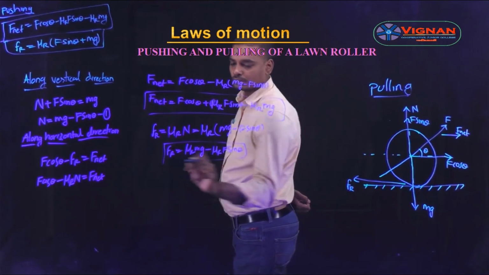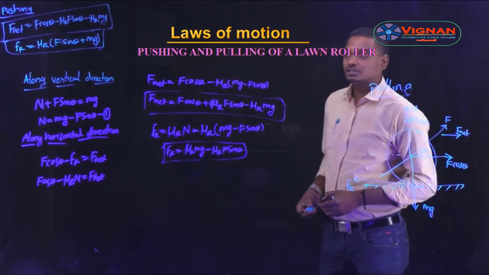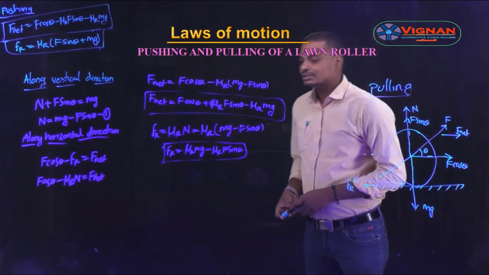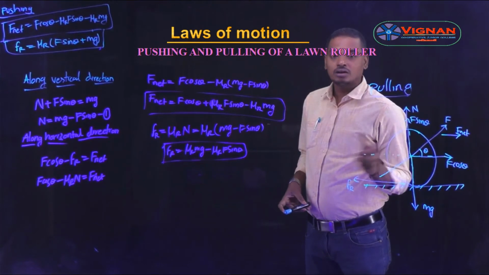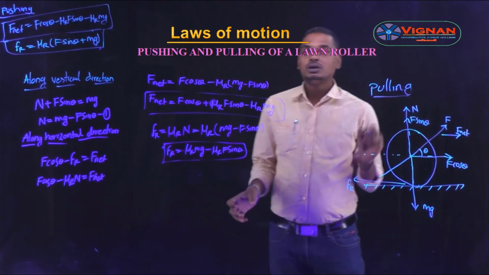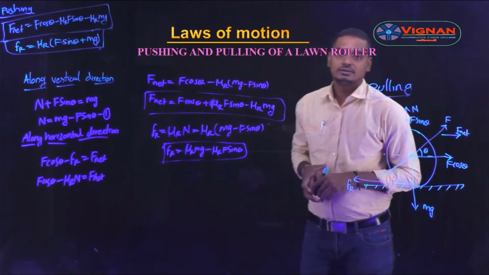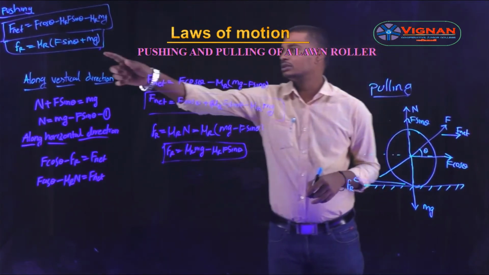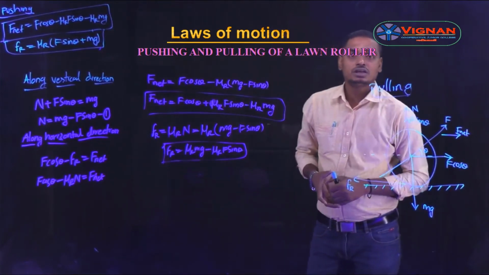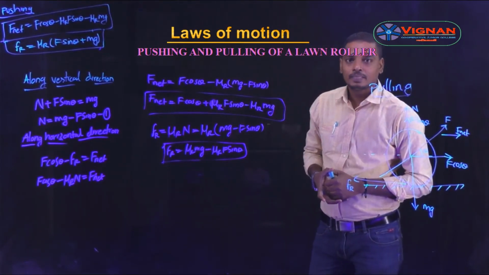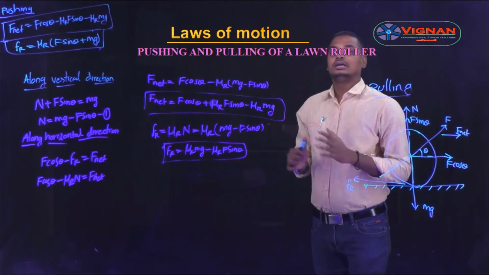From these two expressions, you can conclude that the net frictional force acting on the lawn roller in the case of pulling is less than in the case of pushing the lawn roller. You can see here, in one case the frictional force is more, and in the other it is less. Therefore, it is easier to pull a body than to push a body.